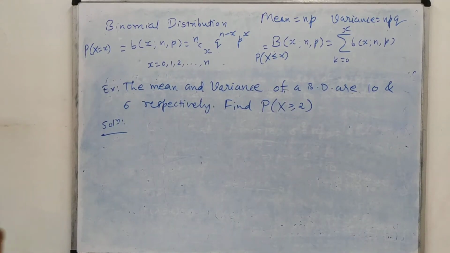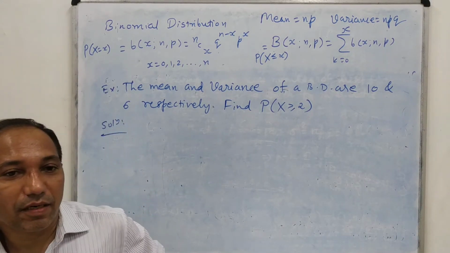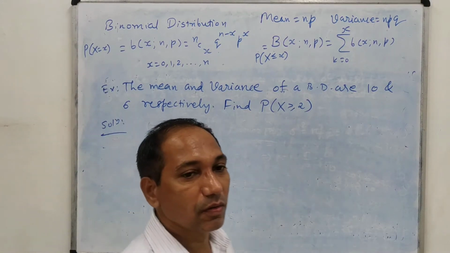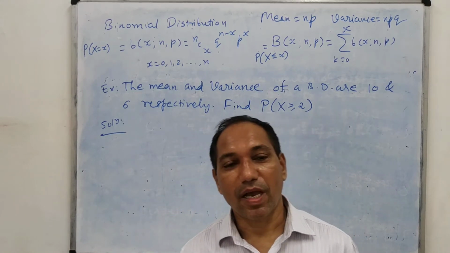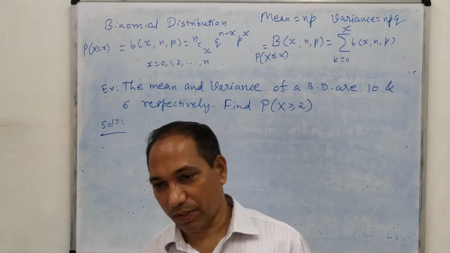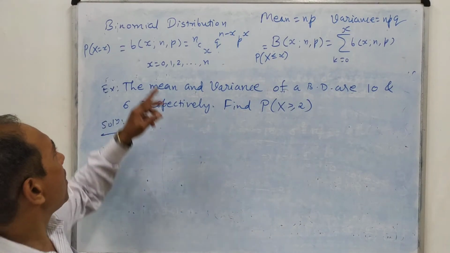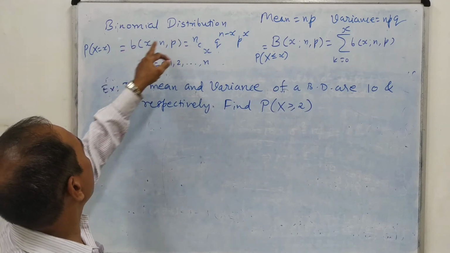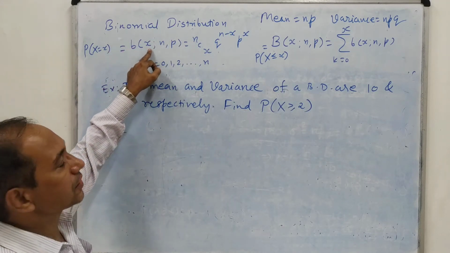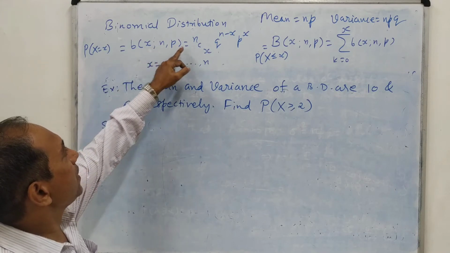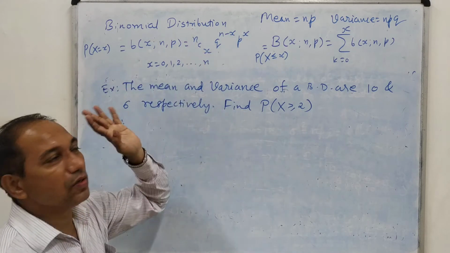So friends, in the last lecture we discussed binomial probability and the binomial probability distribution. There we have seen the formula of the binomial distribution. We have seen that the binomial probability can be written as b(x; n, p) = nCx q^(n-x) p^x.